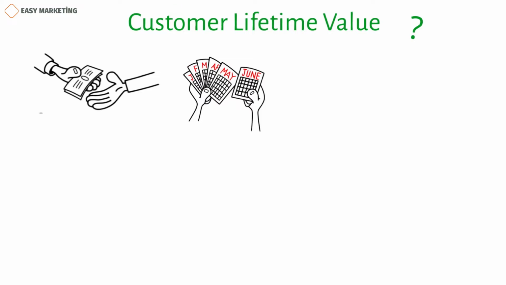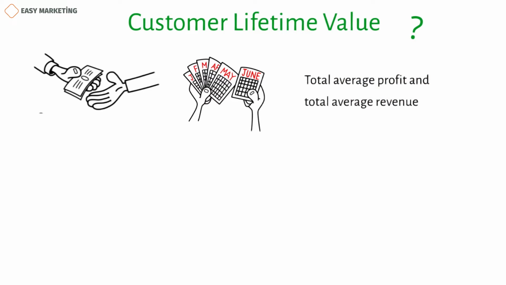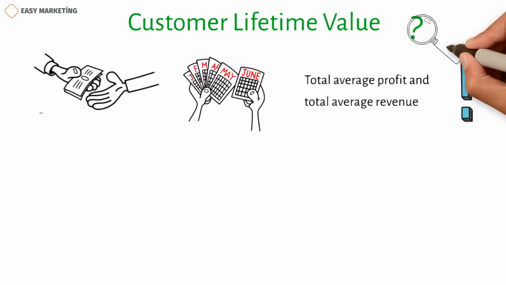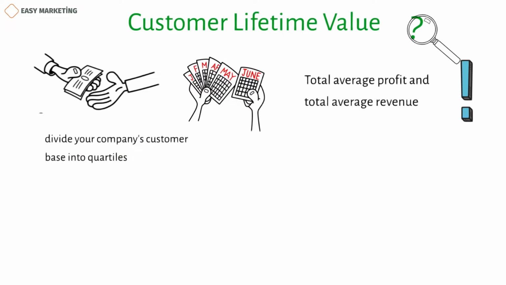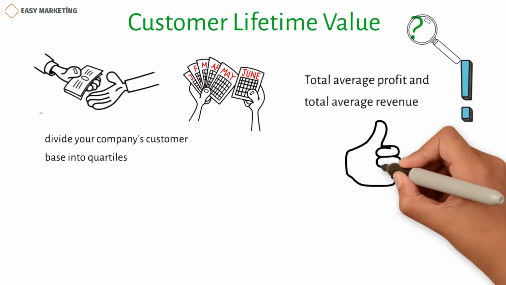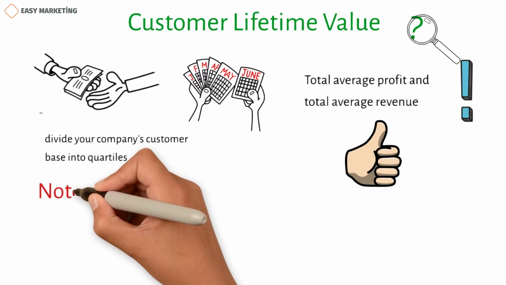When figuring out CLV, it's best to look at both the total average profit and the total average revenue that a customer brings in. Each gives you important information about how customers interact with your business and whether your marketing strategy as a whole is working the way you planned. For a more in-depth analysis of CLV, you could divide your company's customer base into quartiles or other groups. Because of this, you might try to get all of your clients to get the same results. This can help you figure out what is working well with your most valuable customers.